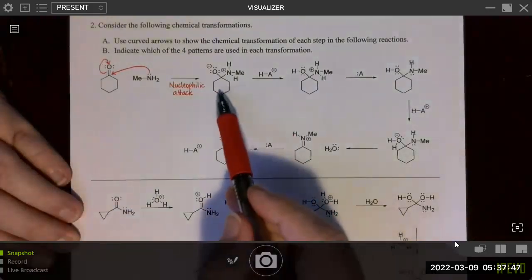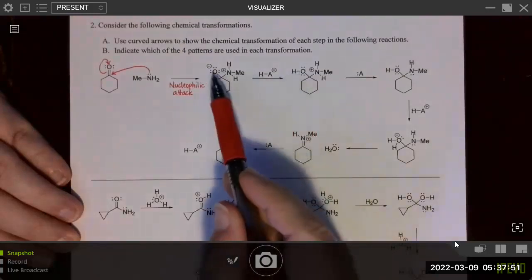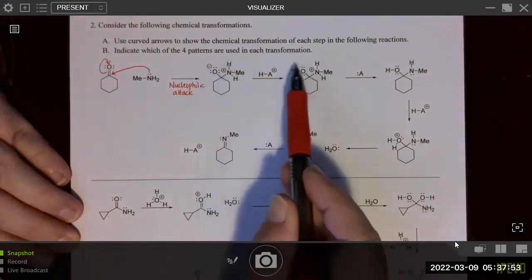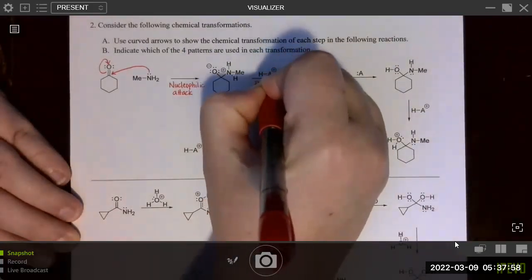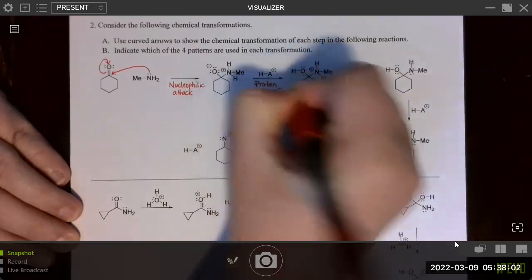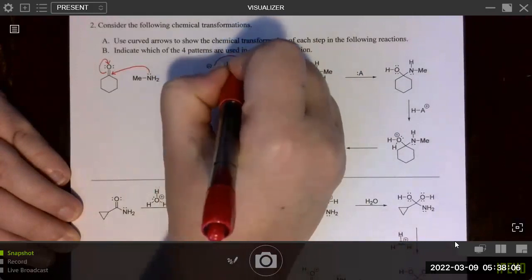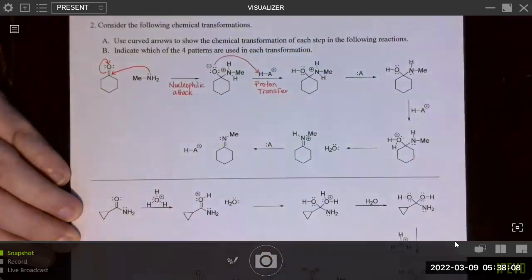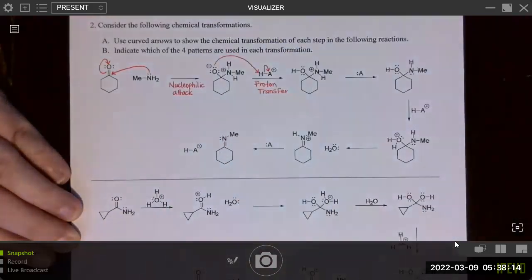And then between here and here, what we've changed is that the negatively charged oxygen has gained a proton. This is going to be a proton transfer. We can show a proton transfer. That's probably the one that's the easiest for you because you've had lots of practice with chapter 3. We're going to do our two arrows where the base takes the proton from the acid and the acid keeps its lone pair.